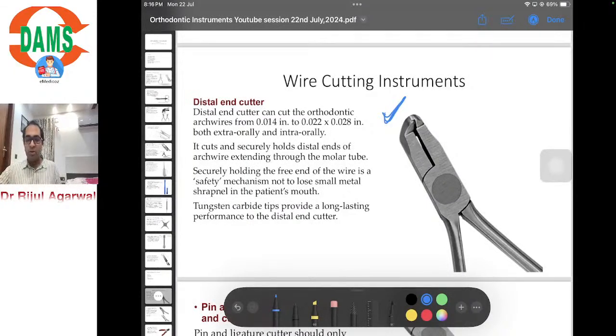It can be used from 0.014 inch to 0.22 by 0.28 inch wire. It has a safe-ended safety mechanism in which, when we cut the distal end, the cut wire does not get impinged on the cheek. It gets locked inside the beak only. This safety mechanism ensures the cut distal end does not get loose and become shrapnel that hurts the cheek of the patient. So again, a very important instrument, the distal end cutter.